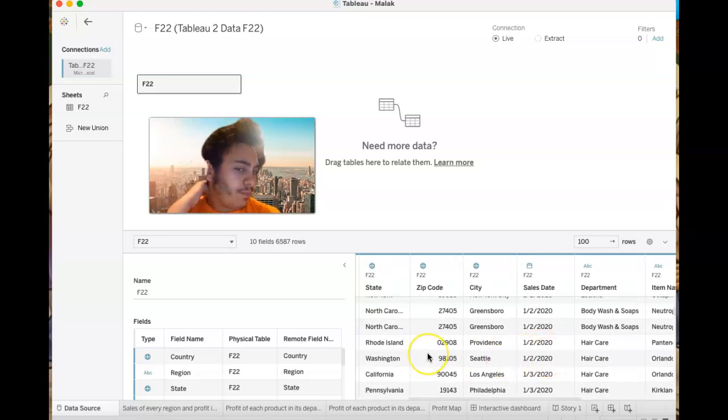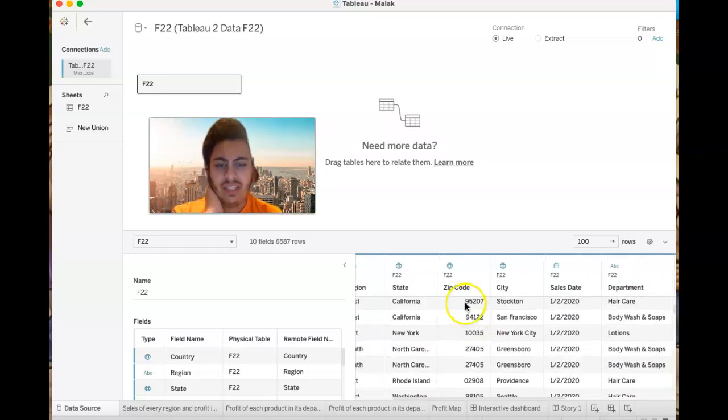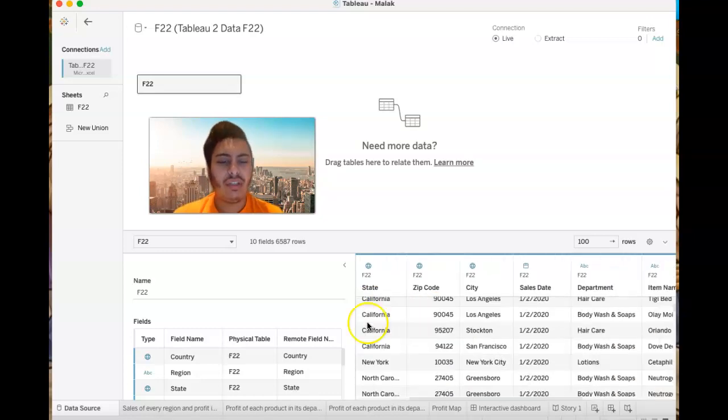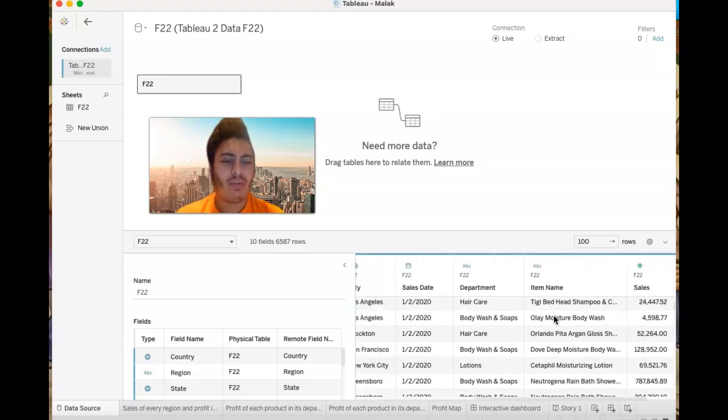But the rest of these are useful. We have the region, and we have the states. We have the zip codes. We don't really use zip codes too much. This is too much detail. It would be too cluttered. But we do look at states, and we do look at regions. We look at all the departments, the item's name, and the sales and the profit.